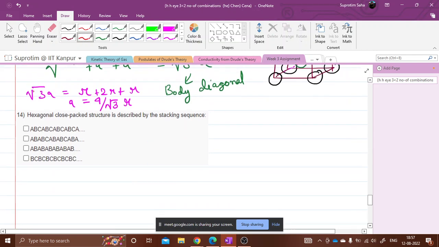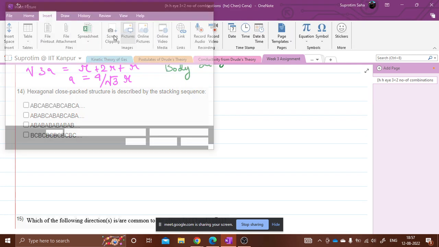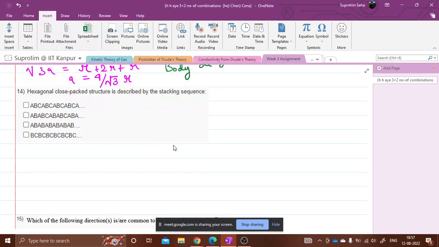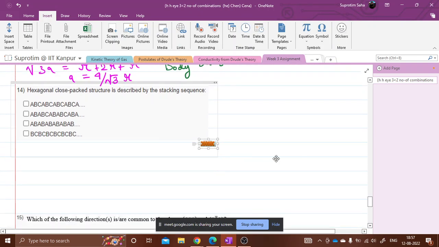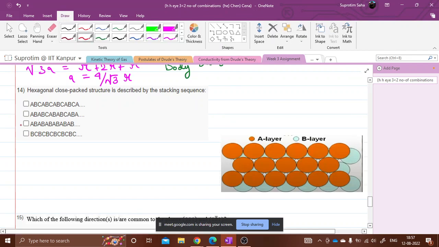This is very, very simple. And hexagonal close packed structure is described by the stacking sequence. I also want to show it with a picture. So this is hexagonal close packed. This is the A layer, this is the B layer, on top of it A B A B A B, and it can also be B C B C B C layer stacking. All right.